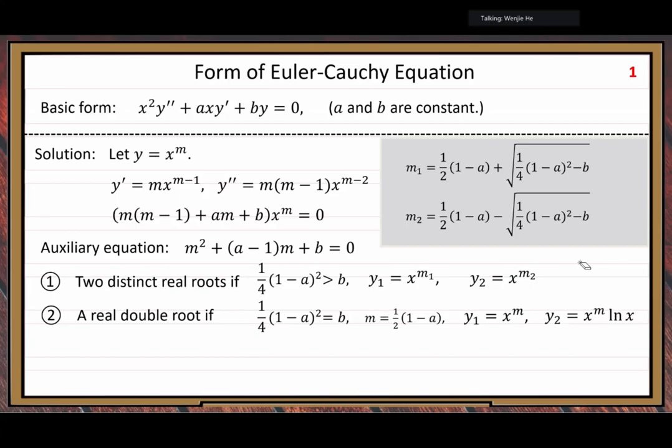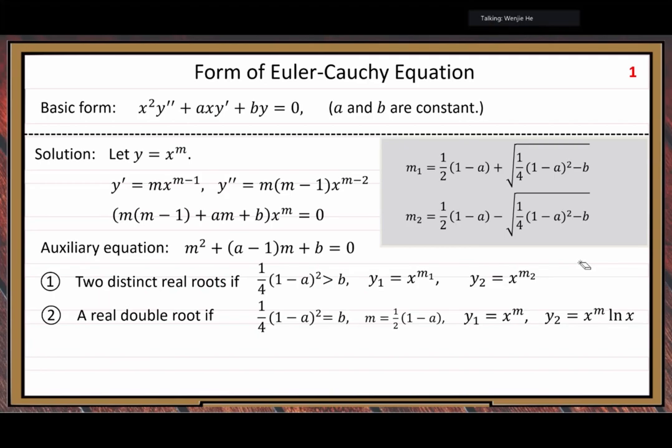The y1 part we can understand, right? But why natural log of x? That part is not easy to understand. Let's use this way. We learned one special method last time, so let's recall: the reduction of order method.